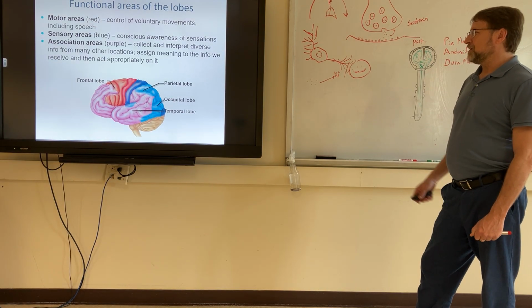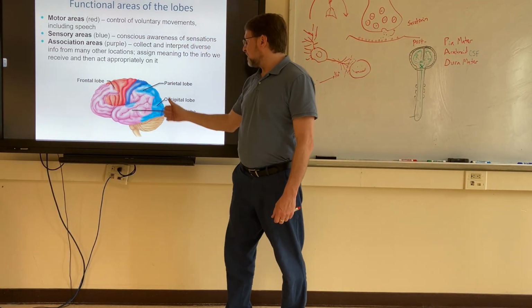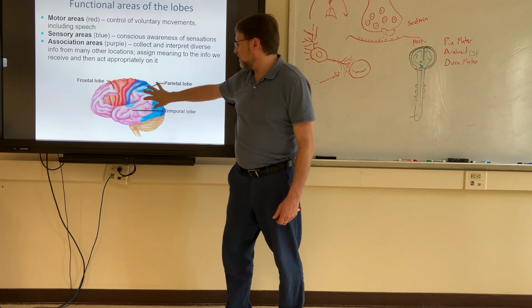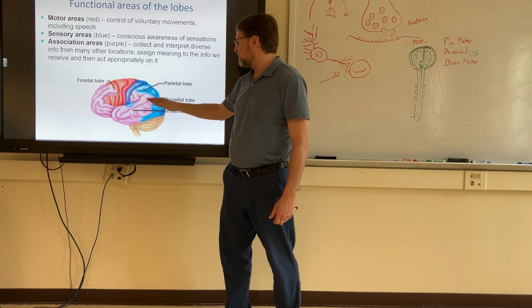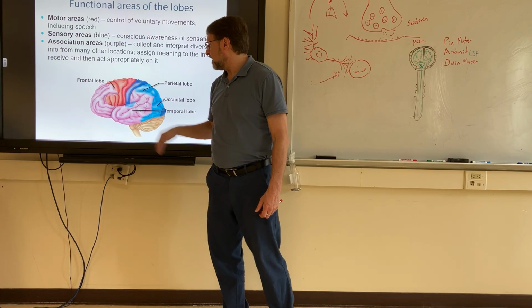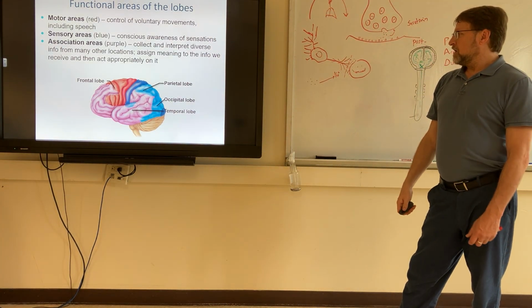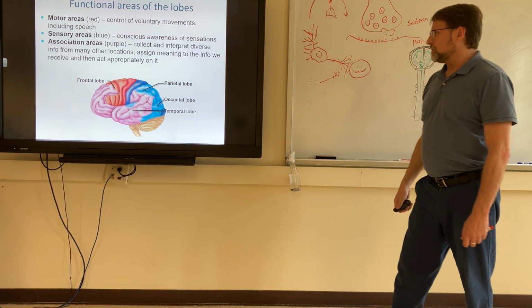Motor areas are in the red and go down. Sensory areas are in the blue and go back, and the association areas are collecting it all in between. And what we're doing with the information we collect is making decisions on whether we're going to act on it or not. When we do act, we send a motor signal down and make the things happen that we've already talked about in skeletal muscle.